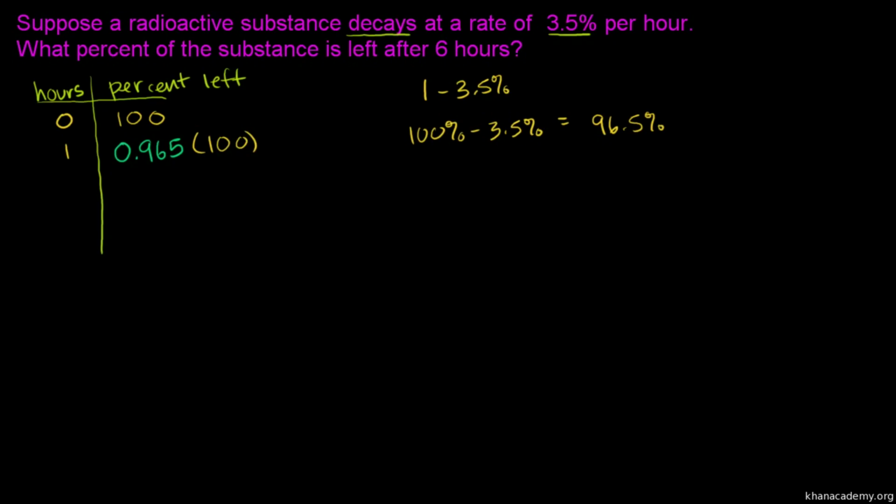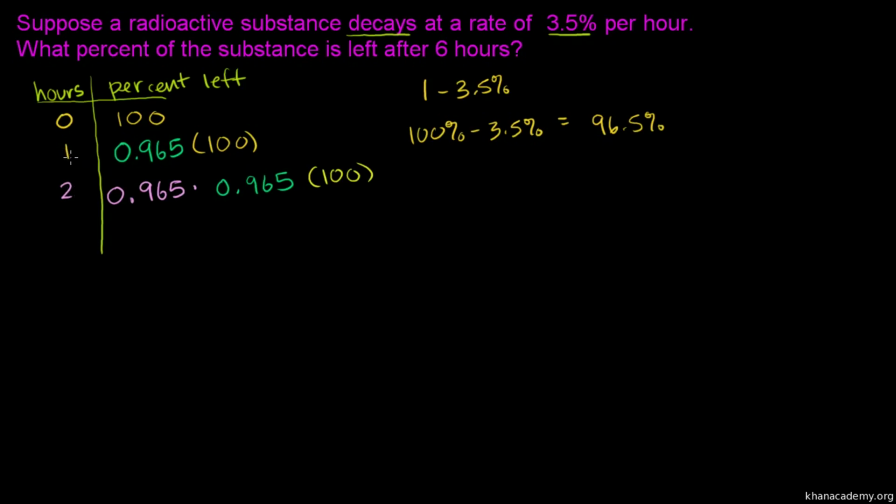Now what happens in hour 2? Well, we're going to have 96.5% of the previous hour. We will have lost 3.5%, which means that we have 96.5% of the previous hour. So it'll be 0.965 times this, times 0.965 times 100. I think you see where this is going in general.